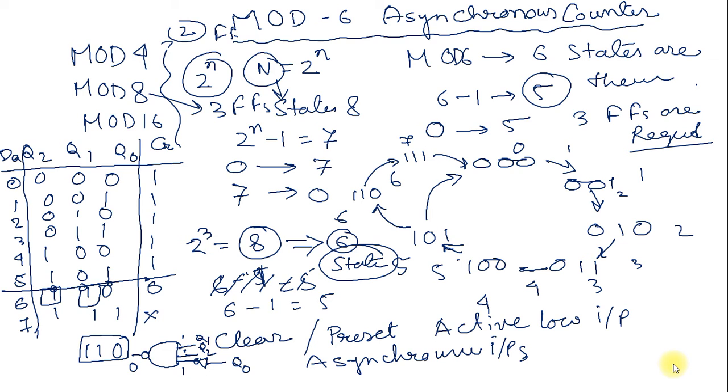So there are 8 points, so an 8 point K-map. I can take the next page. 8 point K-map. So MSB is Q2, then Q1, and LSB is Q0.